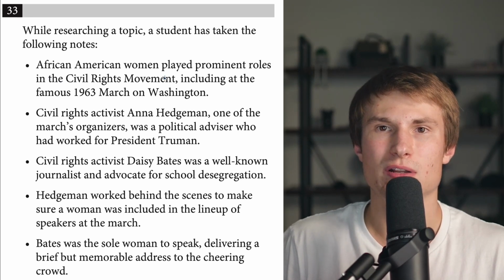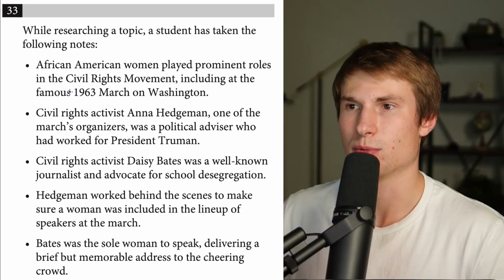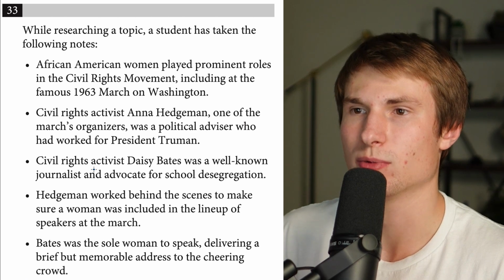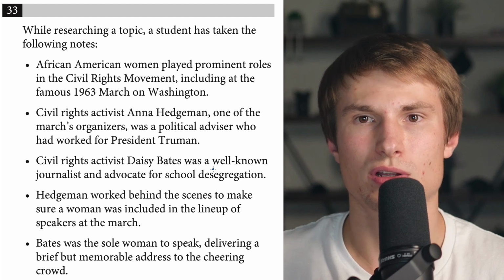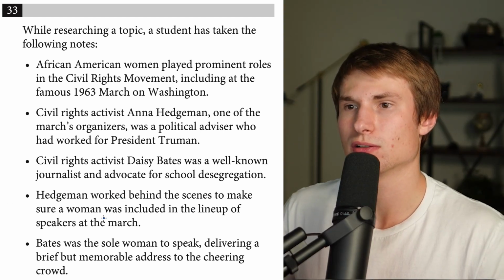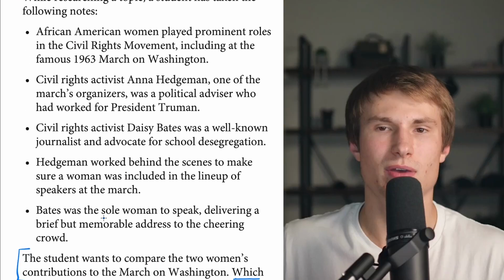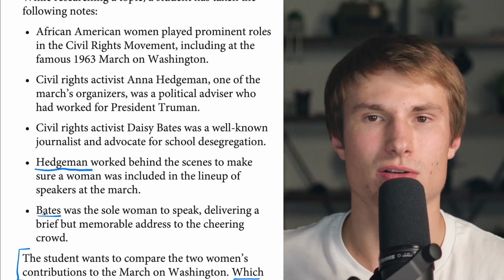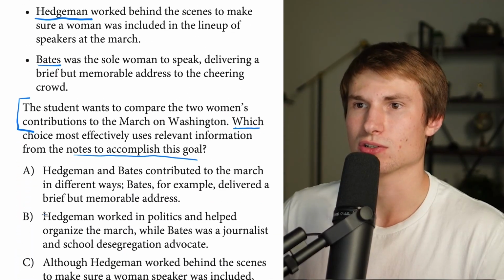So we have African-American women played prominent roles in the civil rights movement, including at the famous 1963 March on Washington. Civil rights activist Anna Hedgeman, one of the march's organizers, was a political advisor who had worked for President Truman. Civil rights activist Daisy Bates was a well-known journalist and advocate for school desegregation. So it looks like they have two different positions. And then we have Hedgeman worked behind the scenes to make sure a woman was included in the lineup of speakers at the march. Bates was the sole woman to speak, delivering a brief but memorable address to the cheering crowd. Okay, so Hedgeman worked behind the scenes and Bates was a speaker. Looks like that is the main difference there. The similarity would be that they both had important contributions to the March on Washington.